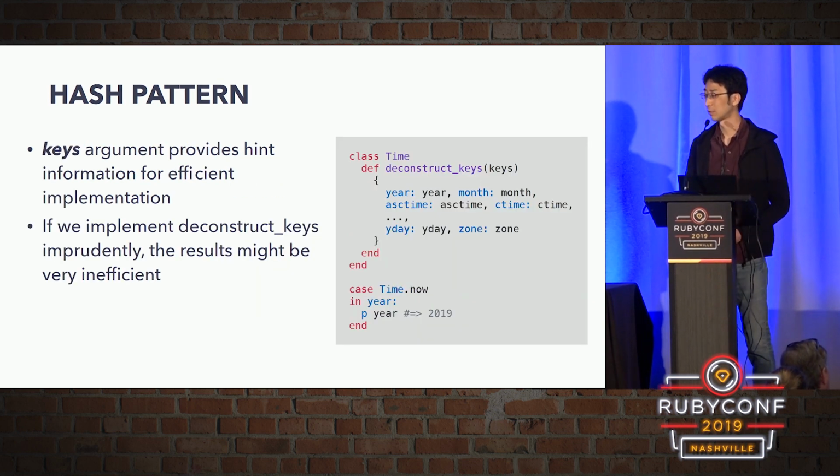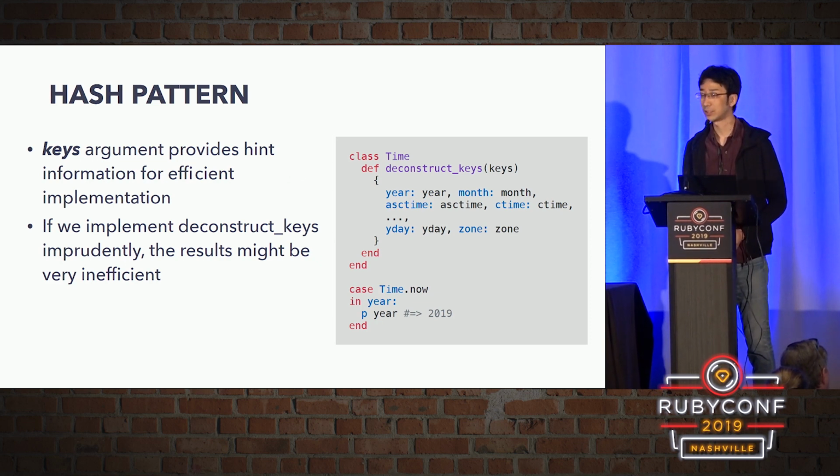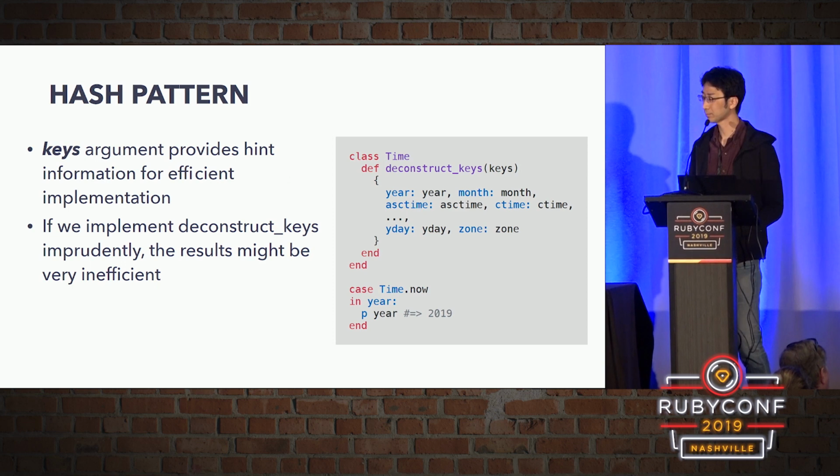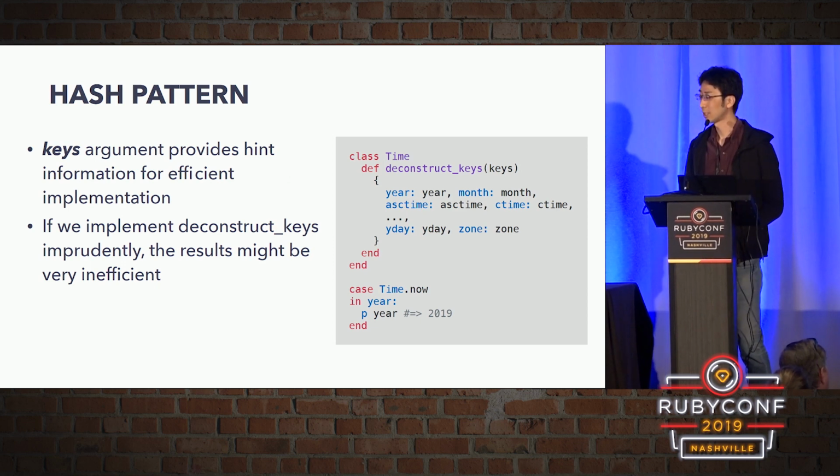Okay, so I'll explain about the keys argument for deconstruct_keys. First, let's forget about keys and think about implementing deconstruct_keys for a Time class object. I think it returns a hash that includes year or month or others, which are elements of the Time class. And in Ruby 2.6, there are as many as about 40 items for such elements.